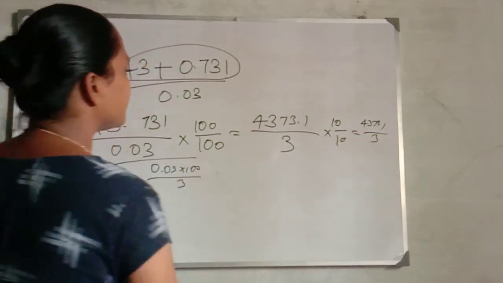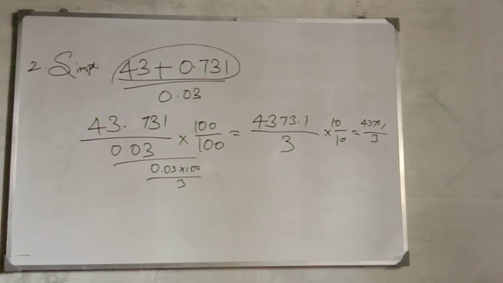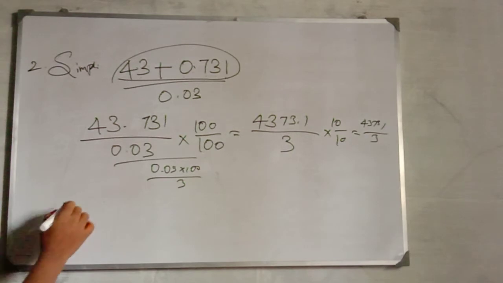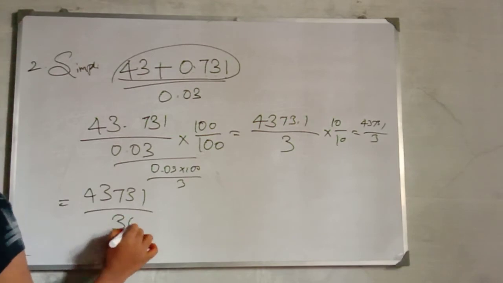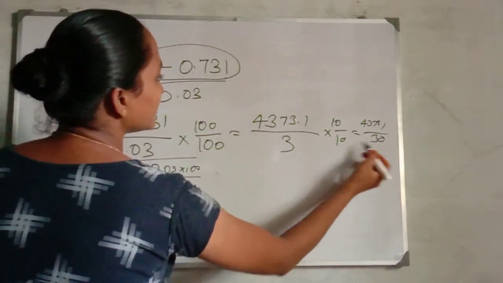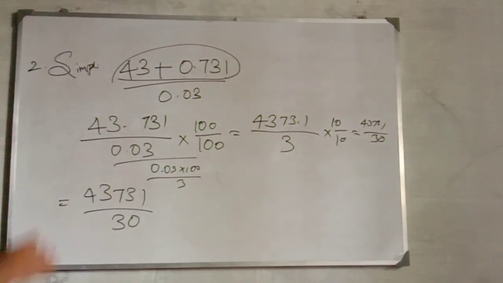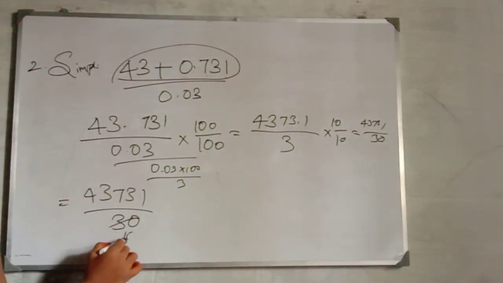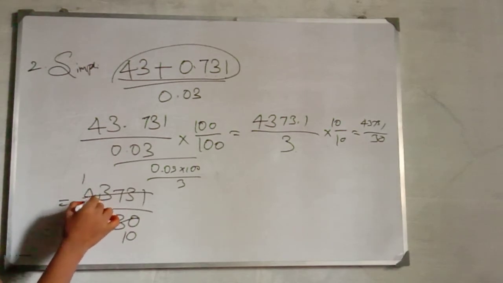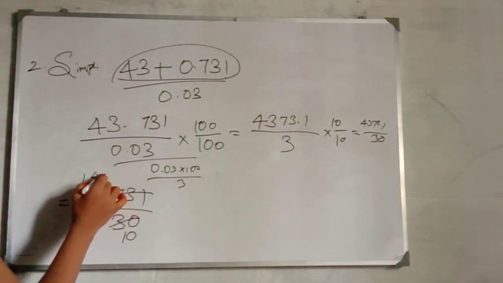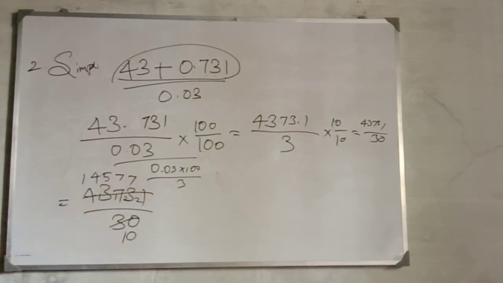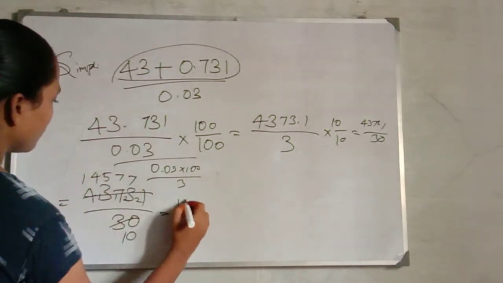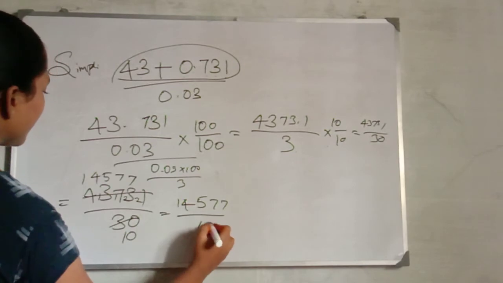43731 divided by 3. Now we have another method. The answer will be 43731 divided by 30, 3 into 10 is 30. So let me cancel it. 10 3s are 30. 1 3 is 3. Remaining 1. 4 3s are 12. Remaining 1. 5 3s are 15. Remaining 2. 7 3s are 21. Remaining 2. And 7 3s are 21. Remaining 2. Here 14577 divided by 10.